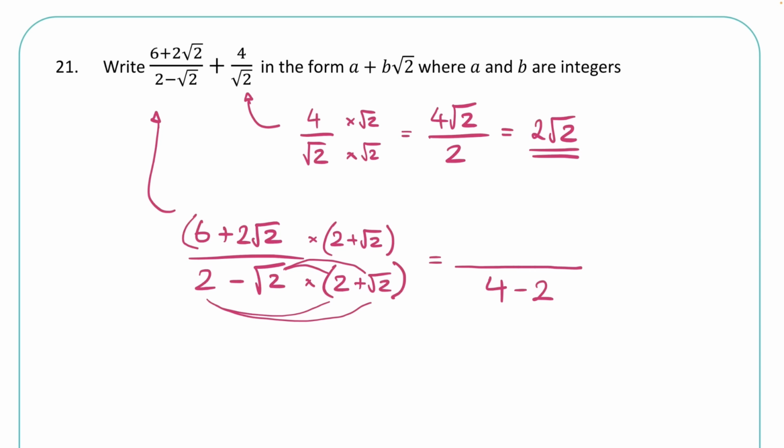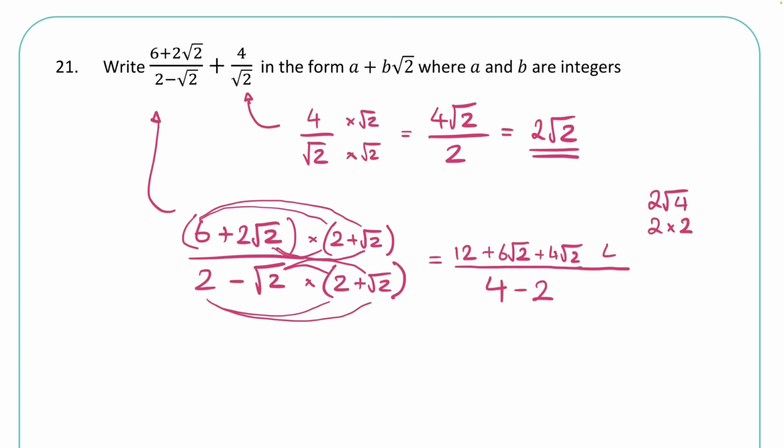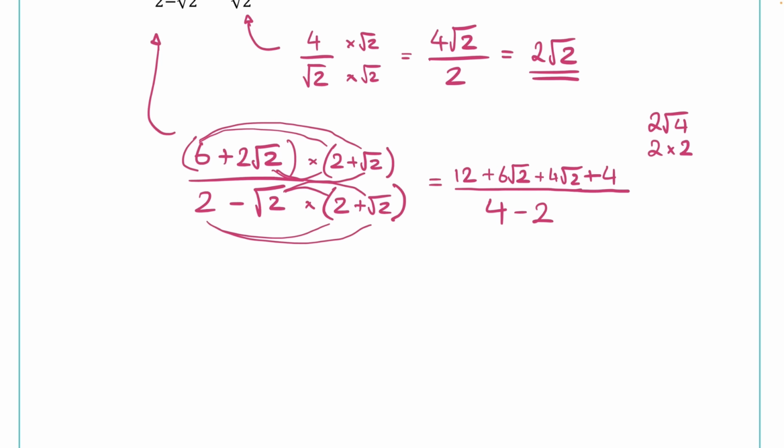The numerator, we have 4 multiplications to do, so 6 times 2 is 12, 6 times root 2 is 6 root 2, 2 root 2 times 2 is 4 root 2, and the final step there, 2 root 2 times root 2, that's always the bit that I do to the side, so that becomes 2 root 4, which is 2, so it's 2 times 2, so we just get 4 at the end. Okay, so I've expanded the numerator and the denominator of that fraction.